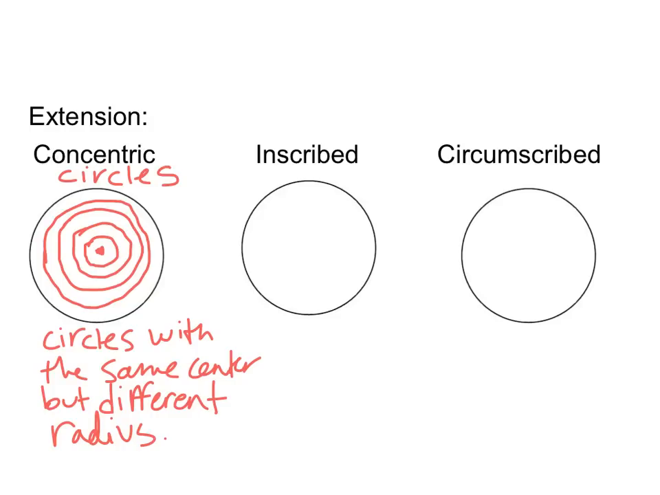And then we have inscribed. So when a circle is inscribed in something, that means that it is inside that other shape. So for example, if we had a circle inscribed in a square, it would look like that. Notice how it's exactly touching. That's called tangent, by the way, when it's exactly touching like that.